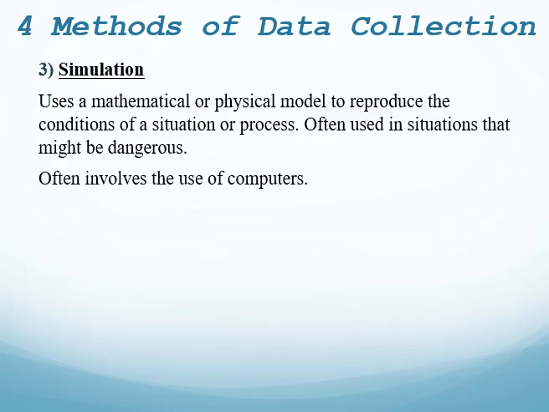All right, the third type of data collection method in a study is called a simulation. We use some kind of mathematical or physical model to reproduce a condition or a process. Usually this is some kind of dangerous scenario that we don't really want to run in the real world, because people could die, and often that would be a bad thing. And so often we're going to use computers to simulate this.